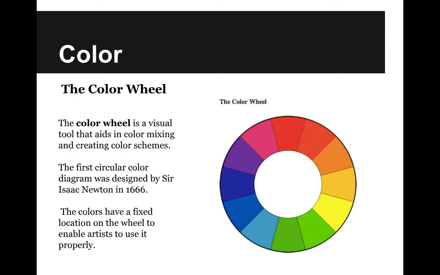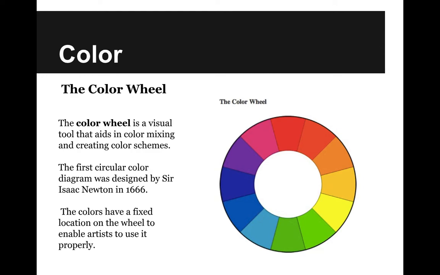Color schemes basically are color families or color combos that I know look good together. We'll study a few of those in a minute here. So it helps us mix colors and create color schemes. And a fun fact for you is that the color wheel was invented in 1666 by Sir Isaac Newton. Just something to know in life, because that's a good thing to know.